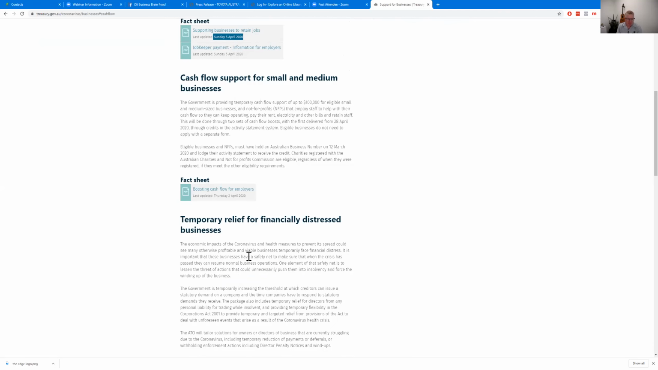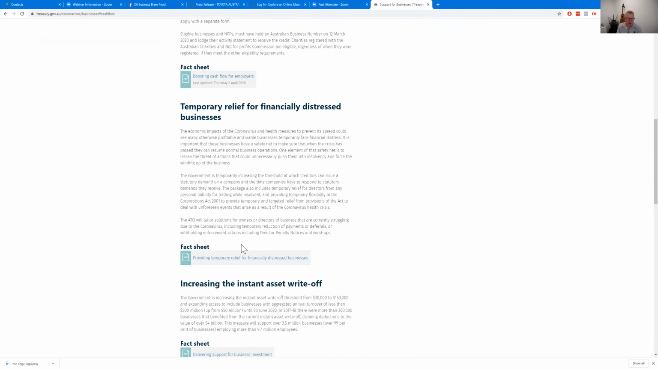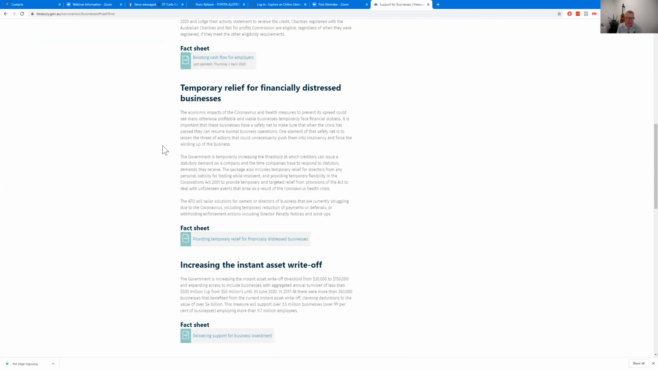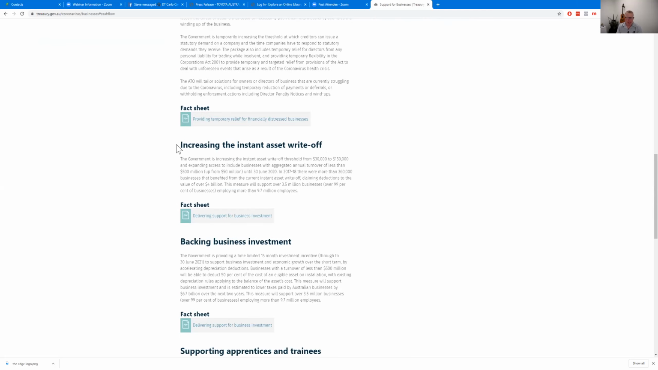And then you've got some other things that they've done. For example, there's temporary relief, so people can't wind your business up as easy as they used to be able to. The instant asset write-off, this is a big one if you were going to buy equipment anyway, or if you have a lot of profit this financial year that you want to get rid of. They've increased the instant asset write-off from 30,000 up to 150,000. And what this means is that you can, rather than having to depreciate a big piece of equipment over several years, you can get the instant asset write-off, which means it reduces your next year's tax bill. So a really big benefit for you there, only if you were going to buy something.